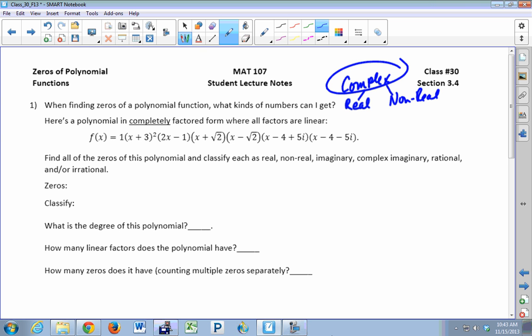And so here's a completely ugly polynomial in factored form. Woo, it's totally gross, right? I don't want to multiply that thing out. Please, Linda, please don't make me multiply that out. I'll be here until graduation.